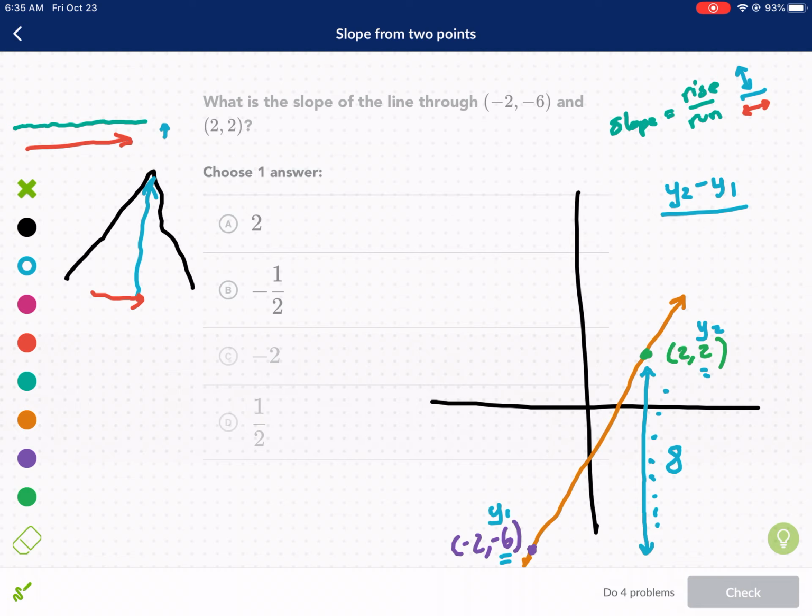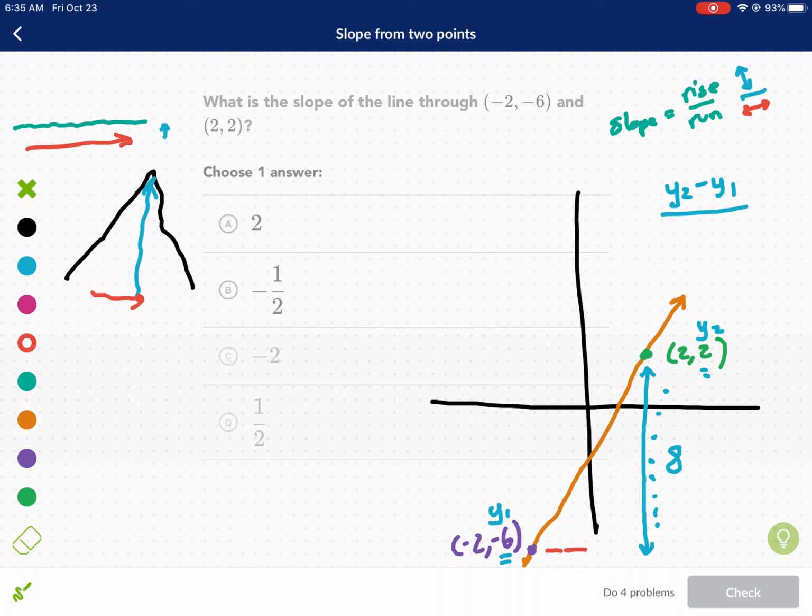Okay, now what do we do for the horizontal value? The horizontal change. Well, we can do the same thing. We can either start at the green point or the blue point. I started at the green point last time. Let me start at the purple point this time. So to find our distance, we just count 1, 2.